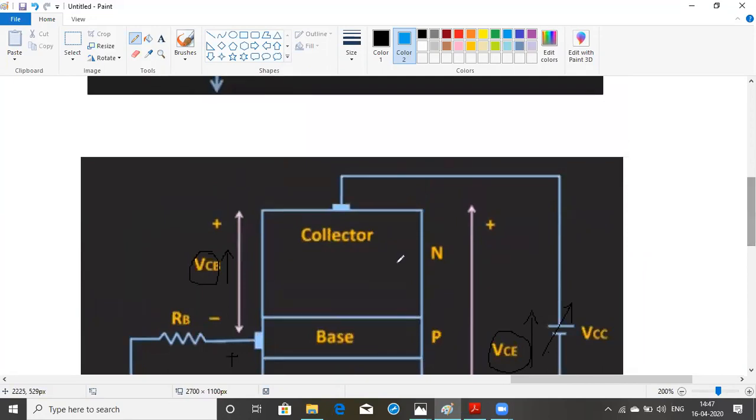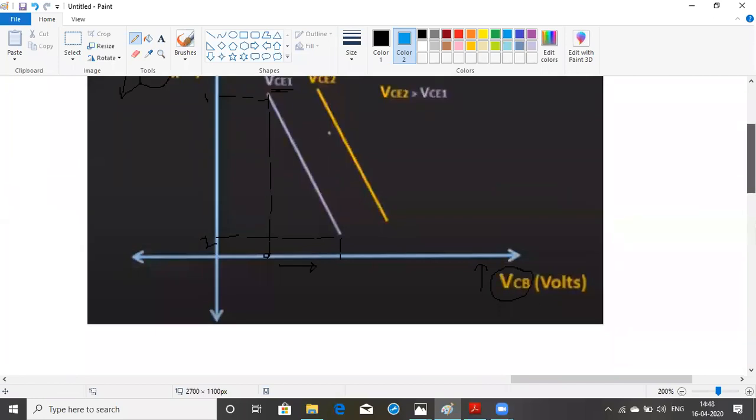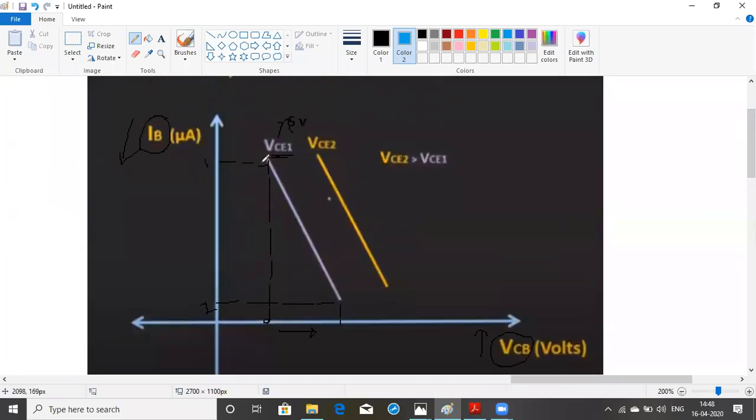Whenever you are increasing the reverse bias voltage, this depletion layer will increase and make the base narrow. Therefore, just because of this increase of the common-to-base voltage VCB, the base is getting narrow. So what happens to the base current? The base current will decrease because there is very little recombination of electrons and holes taking place. Therefore, the base current is decreasing from this point to this point.